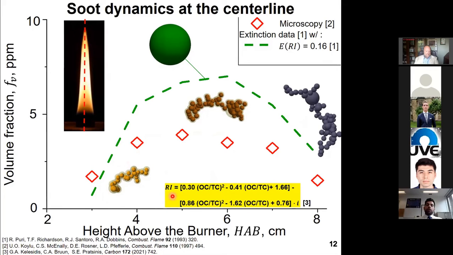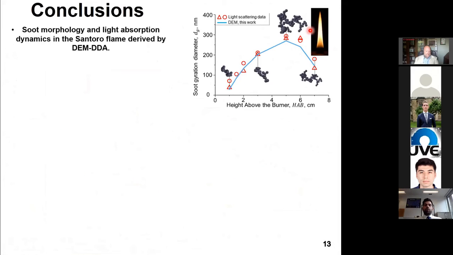Using this relation, together with the simulated soot agglomerates, we are able to account for the evolving soot morphology, maturity, and organic carbon content. So the variable absorption function that we obtained this way results in soot volume fractions that are in excellent agreement with the volume fractions obtained by microscopy. So with our method, we are able to monitor accurately the soot volume fraction, both at the maximum volume fraction path, but also at the center line of the diffusion flame. With this, I would like to come to the conclusions of this work.